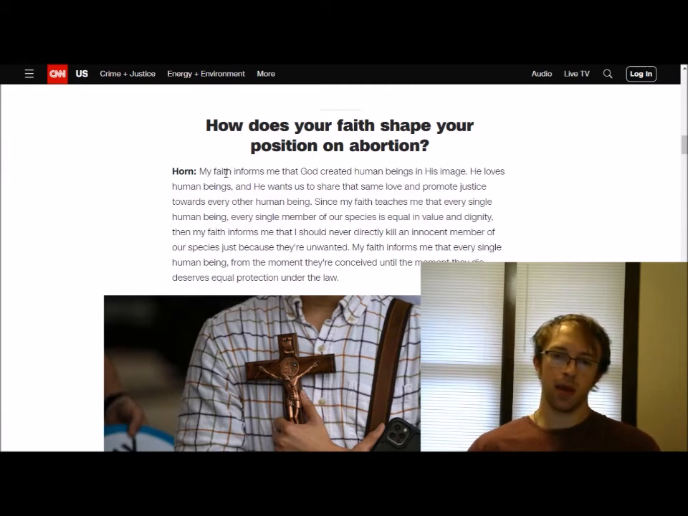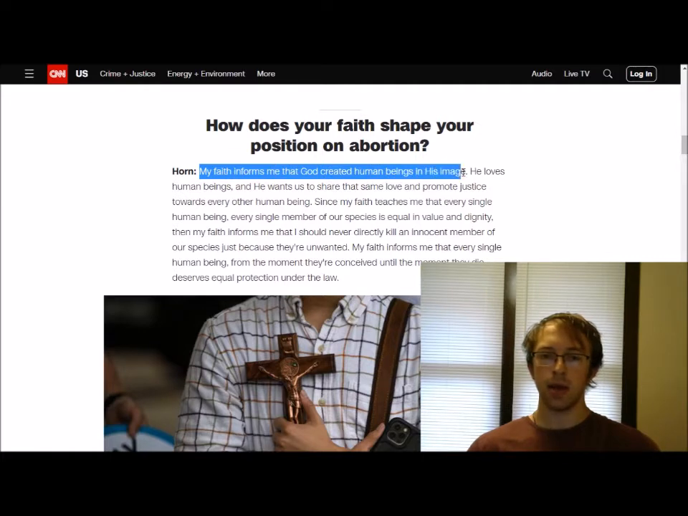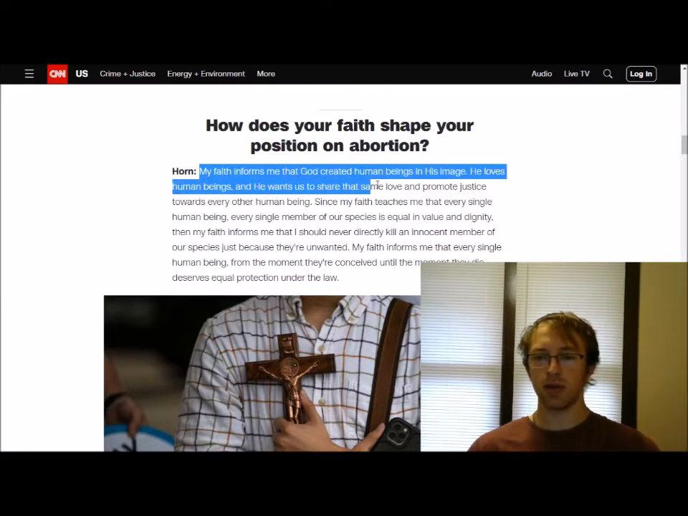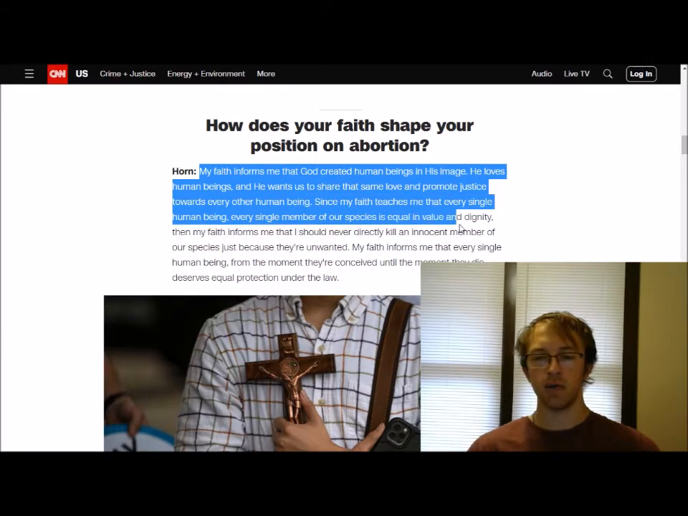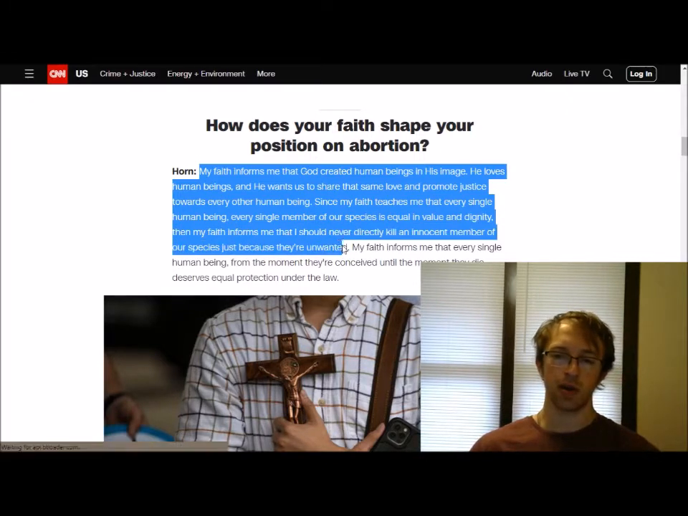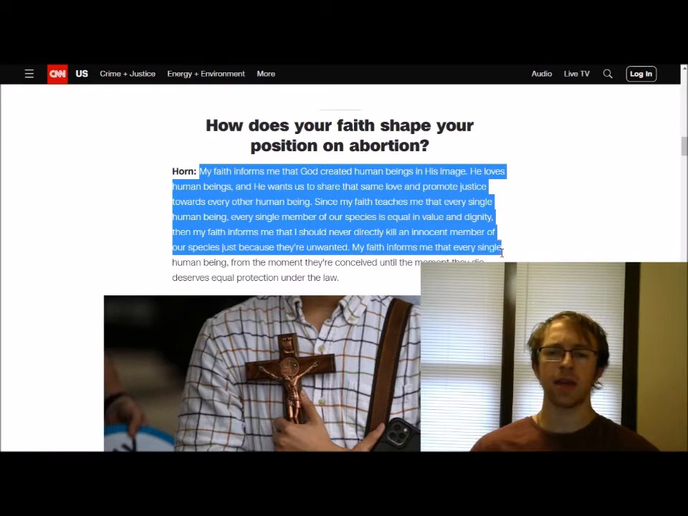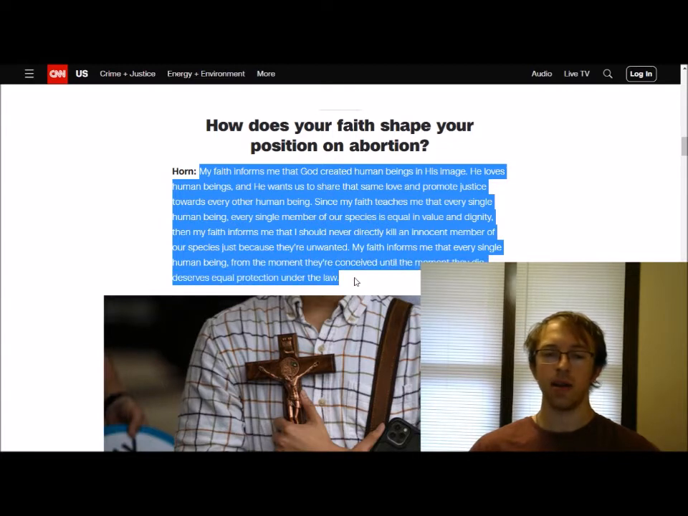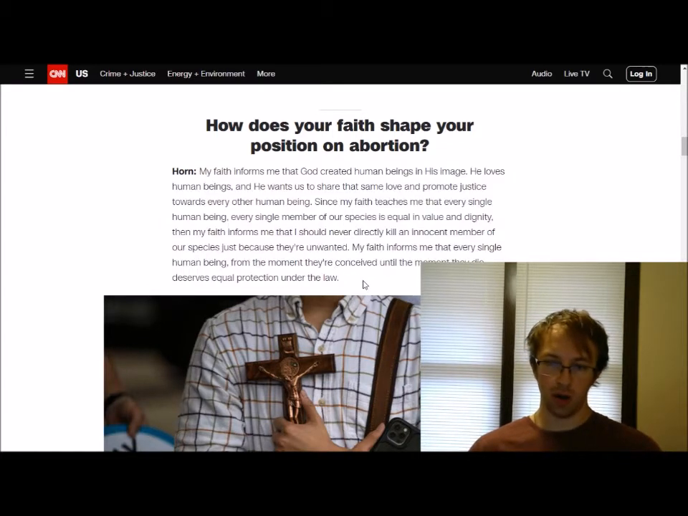So he says, "My faith informs me that God created human beings in his image. He loves human beings and he wants us to share in that same love and promote justice towards every other human being. Since my faith teaches me that every single human being, every single member of our species is equal in value and dignity, then my faith informs me that I should never directly kill an innocent member of our species just because they're unwanted. My faith informs me that every single human being, from the moment they're conceived until the moment they die, deserves equal protection under the law."